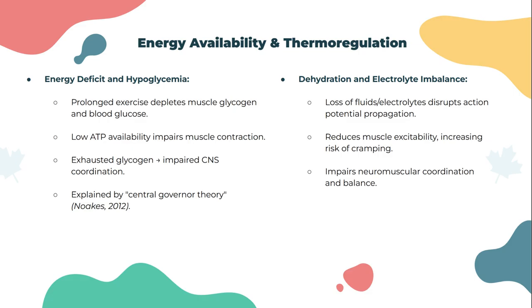Energy depletion is another factor. Muscle glycogen and glucose stores are exhausted. ATP availability drops, impairing muscular contractions. Central nervous system coordination is impaired, as seen in the central governor theory proposed by Noakes in 2012. Additionally, dehydration and electrolyte loss interfere with nerve conduction and muscle excitability. This leads to cramping, loss of control, and contributes directly to collapse.